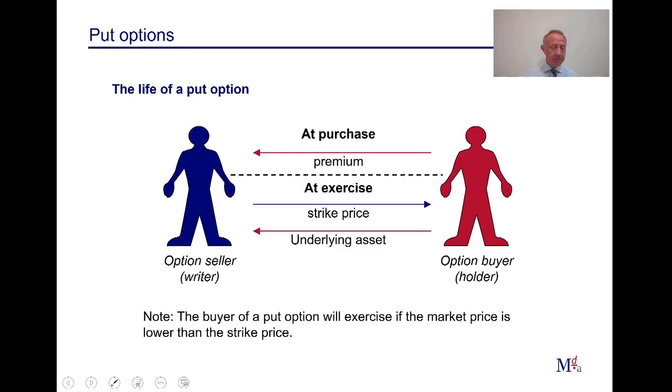For a put option, we have a similar life cycle. So the option buyer pays the option seller a premium, and this time the option buyer or holder gets to choose whether to receive the strike price for delivering the asset. Now, they're only going to do that if the value of the underlying asset is less than the strike price. In other words, if the prices have come down. Put options are going to get exercised when prices fall.